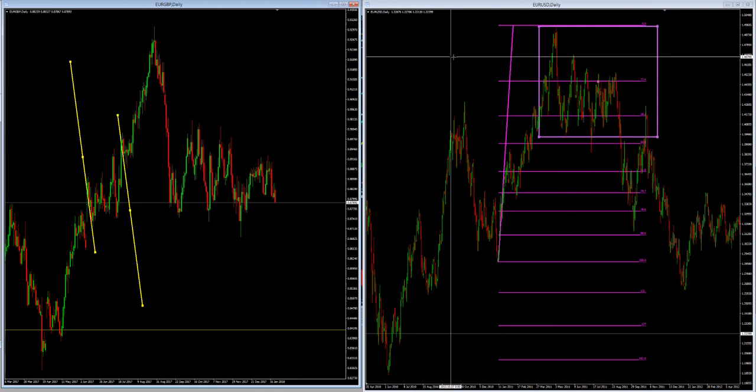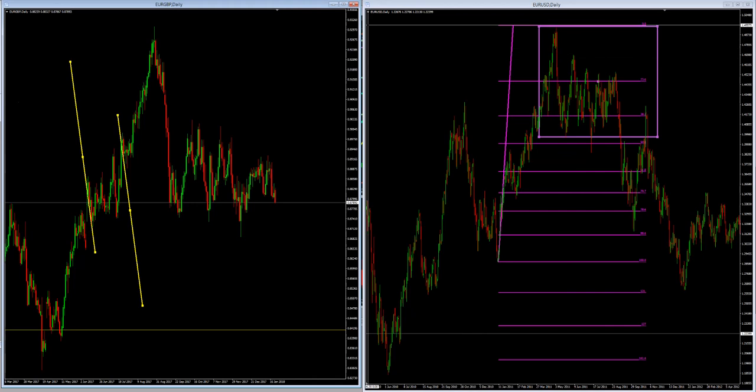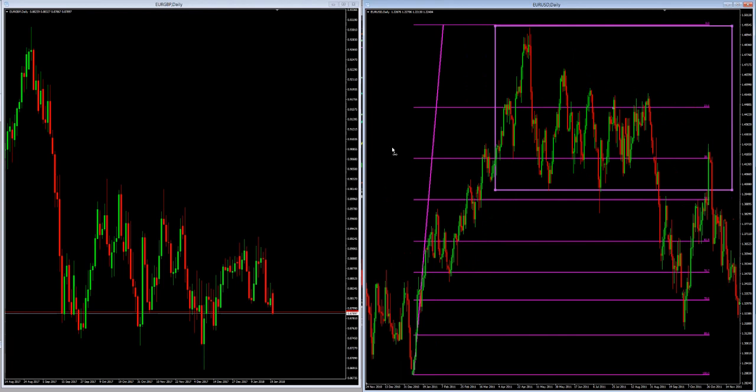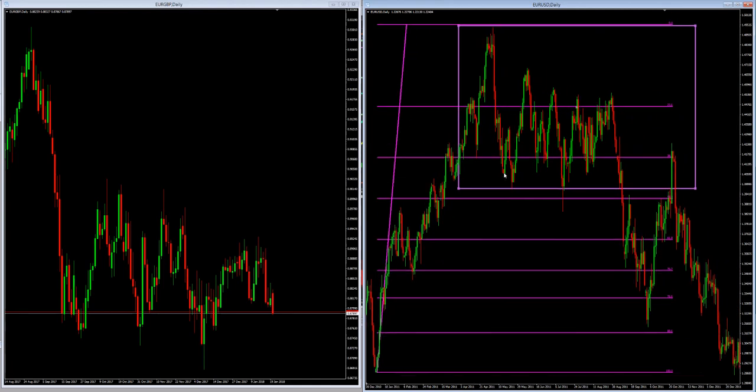Same thing here. Let's see if I can zoom in on this too. There we go. Same thing. Comes up, comes down, comes back up, comes down. Same thing, doing the same exact thing. We're having the same behaviors.